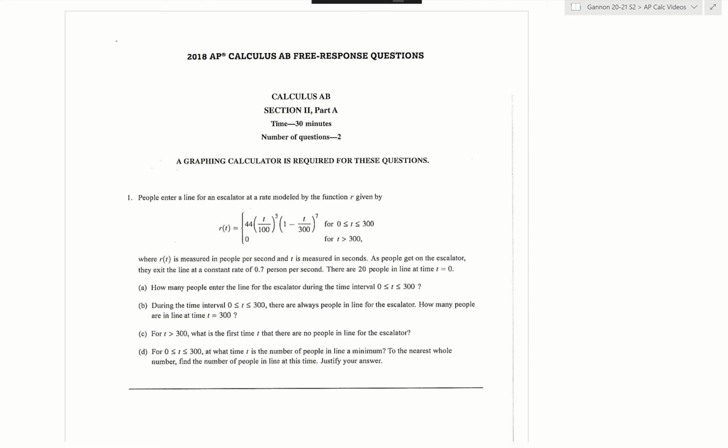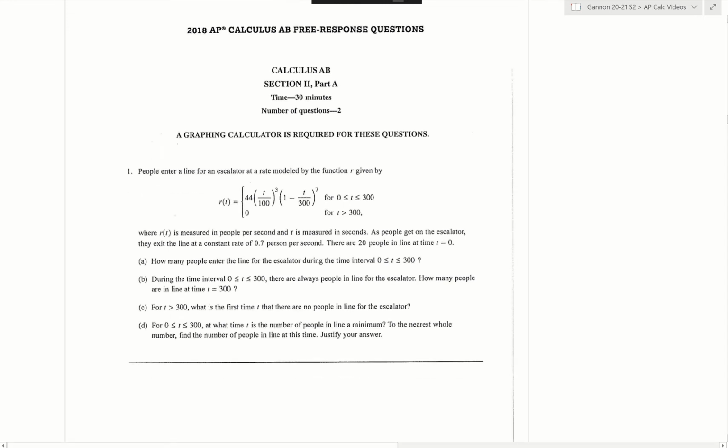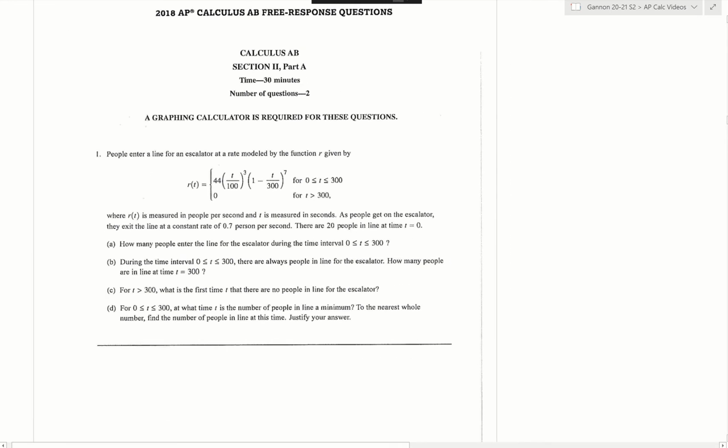For number 1, it says people enter a line for an escalator at a rate modeled by the function r, where r of t is measured in people per second and t is measured in seconds. As people get on the escalator, they exit the line at a constant rate of 0.7 person per second. There are 20 people in line at t equals 0.